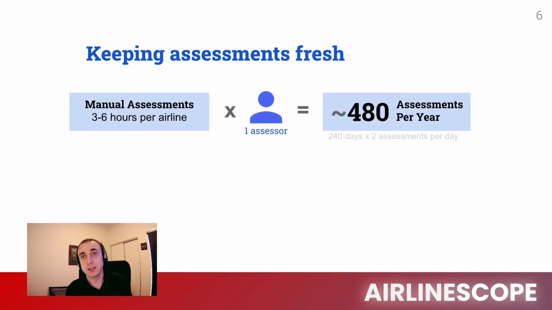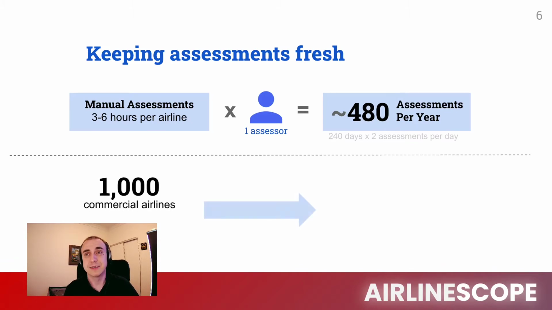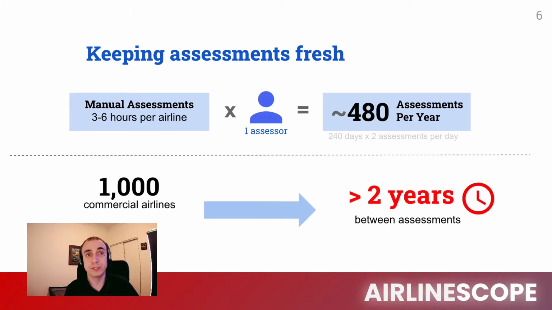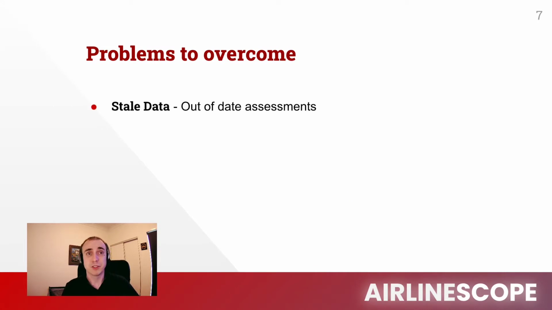When I was doing it manually, I was averaging about 3 to 6 hours per airline, depending on the system, of course, and the tools you're using, which, for me was around about 480 assessments per year. If you're looking at a database with 1,000 airlines in it, that means it's possibly over 2 years between assessments. And if you think about the climate of this today, an airline hazardous today is quite different from what it was 2 years ago, especially with all the unfortunate groundings and what the industry is currently going through. So those are the problems you have to overcome.